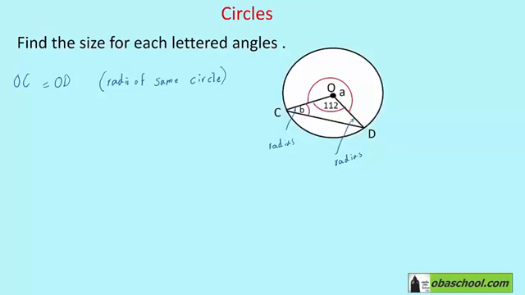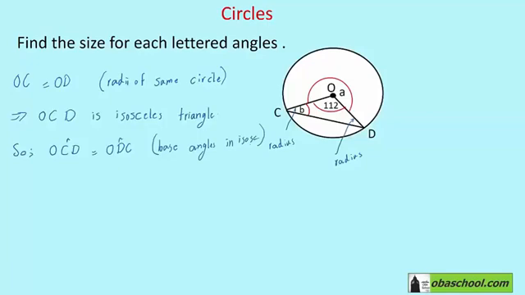So, OC is equal to OD, since radii of the same circle are equal. This means that triangle COD is an isosceles triangle of main vertex O. So, the base angles OCD and ODC are equal, since base angles in an isosceles triangle are equal, which means that we have two angles equal to B, and what's left is to find the measurement of B.